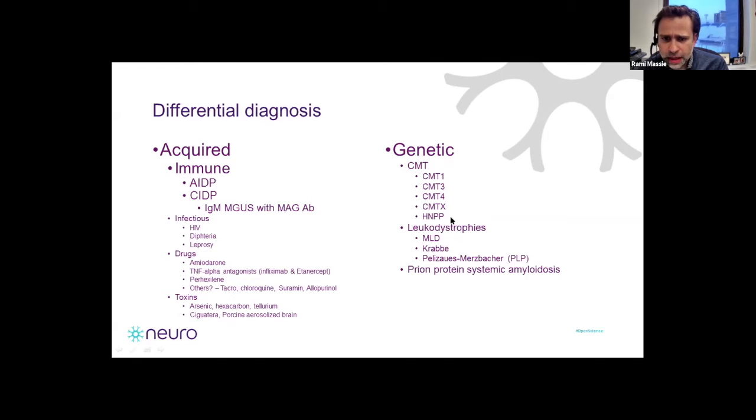CMTX, secondary to GJB1 mutation or connexin 32 abnormalities, can sometimes be associated with some white matter lesions. So it's also worth considering an MRI in these circumstances.